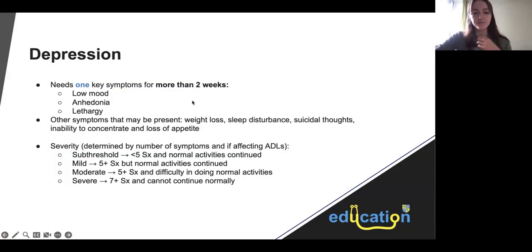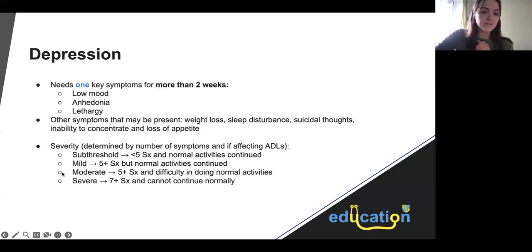So yes, depression is another really high yield topic. Just know all of the symptoms that you would be asking about. You've got the major symptoms, so the low mood and anhedonia, and then a bunch of minor symptoms, of which they can have one or more. So weight loss, sleep disturbance, concentration difficulties, appetite changes, and obviously also suicidal thoughts.